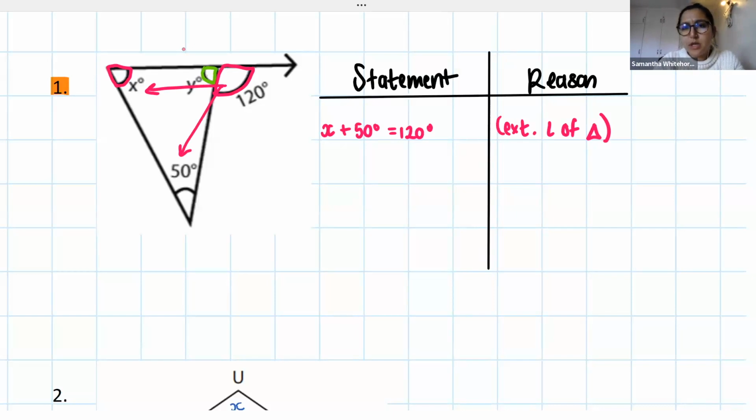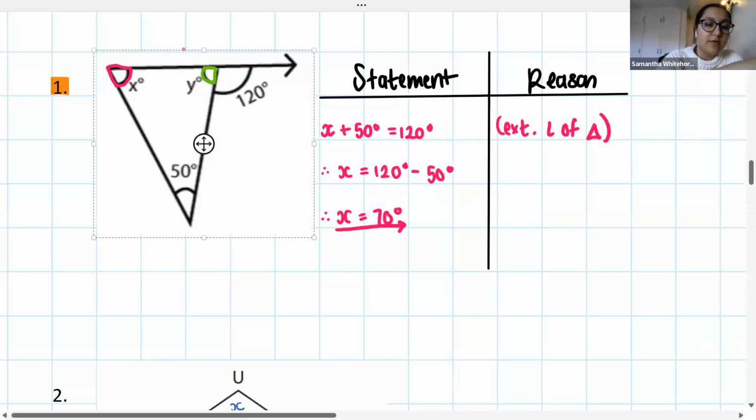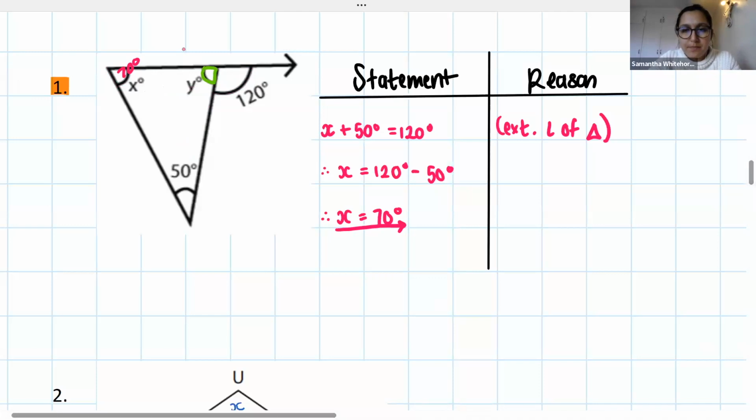Remember your reasons, you're welcome to abbreviate and you're welcome to use the symbols that I use. Inverse operations tells me that I'm going to subtract 50 on both sides. And so we get that X is equal to 70 degrees. Now guys, remember, you don't have to do this, but as you start to find angles, I would put them on my diagram just in case it's helpful to me.